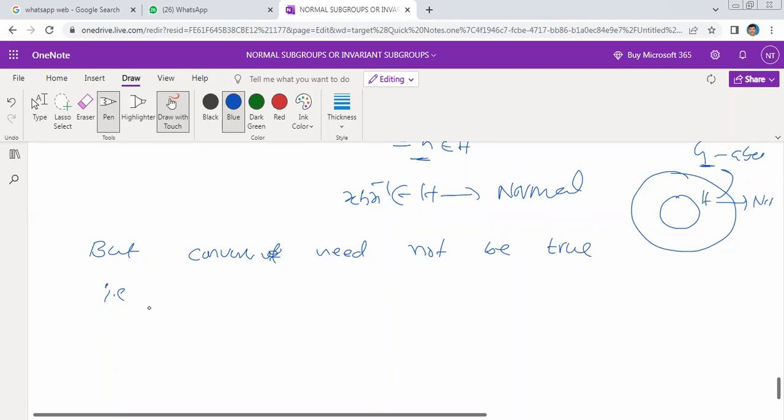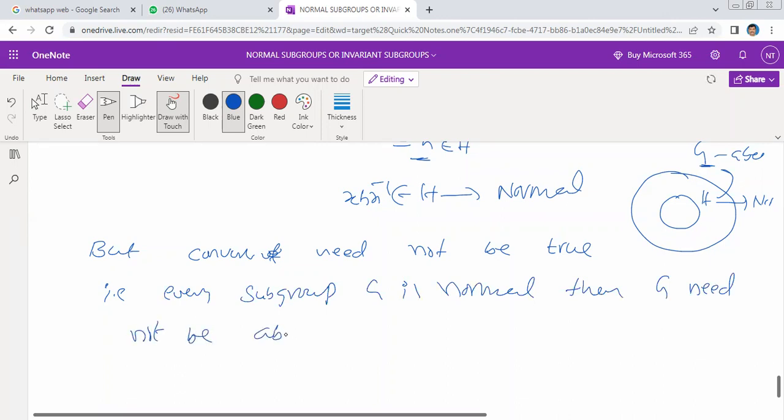That means the meaning of this is equal to every subgroup of G is normal. Every subgroup of G is normal. Then అప్పుడు ఏం కావచ్చండి? Then G need not be abelian కావచ్చు కదా. Then G need not be abelian.